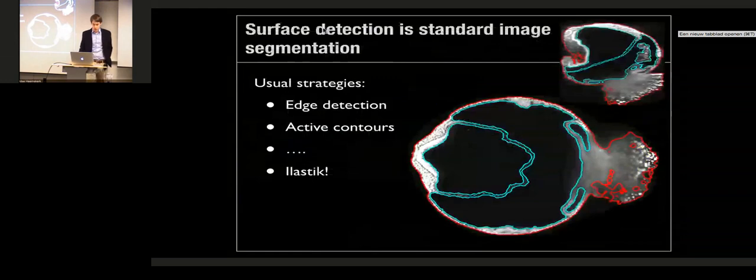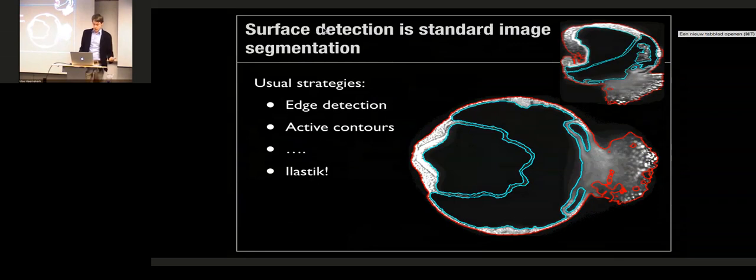So clearly the surface detection is the most sensitive to the specifics of the problem, and it's the input to the toolbox that you have to do something with yourself, really specific to your problem. But it's standard image segmentation, and there's a wide range of strategies to do this, like edge detection and active contours. There is in fact a near universal solution, which is, well, the tool I usually use is Ilastik, a machine learning tool that classifies pixels. You can very easily train it to identify tissue, embryo versus non-embryo, and create a binary mask of your embryo.